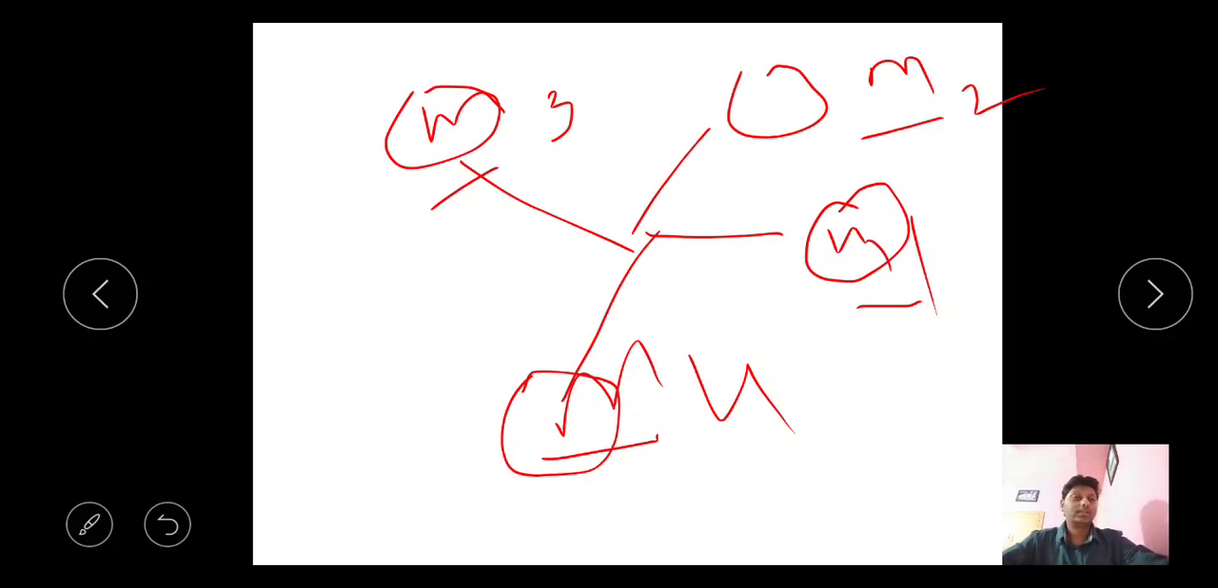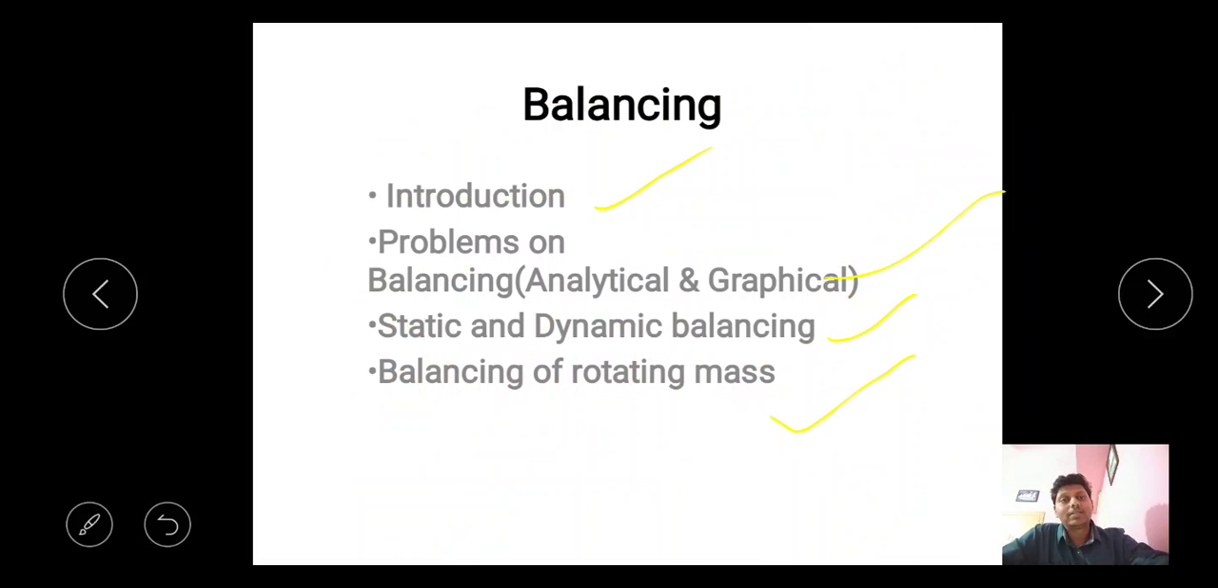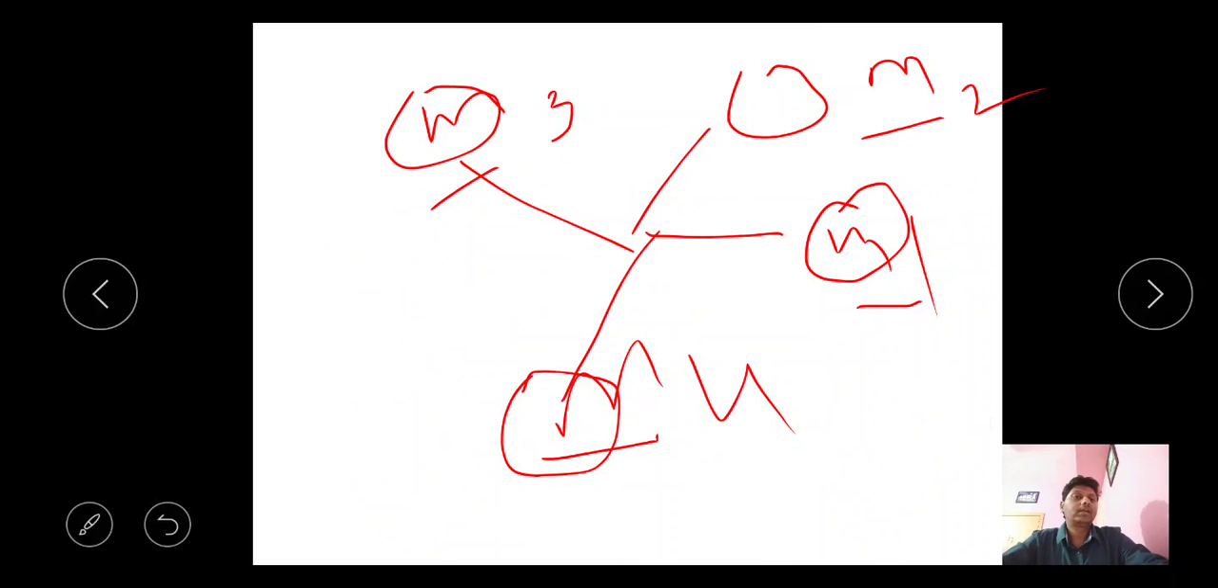So in this condition, we need to apply some methods to balance this. You apply two methods, called the analytical method and the graphical method. Those problems we will be solving here. The introduction is just what is balancing, and you need to understand the definition. Then you need to understand what is analytical method and graphical method.